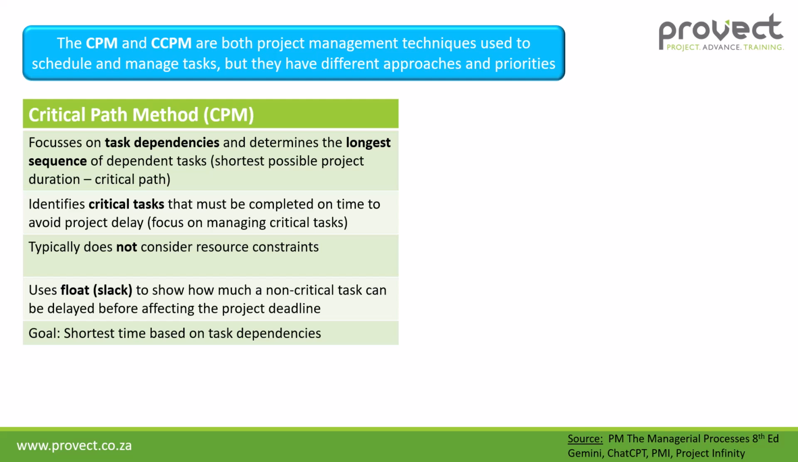It uses your float or slack to show how much a non-critical task can be delayed before affecting our project deadline. And the goal is shortest time based on your task dependencies.